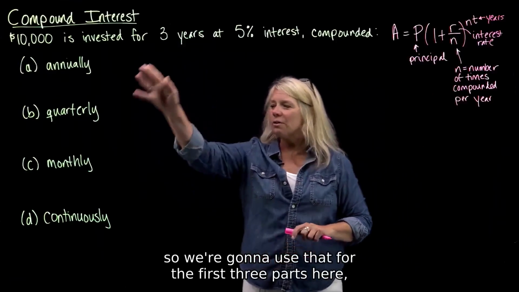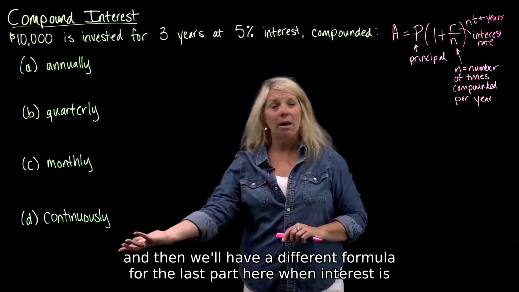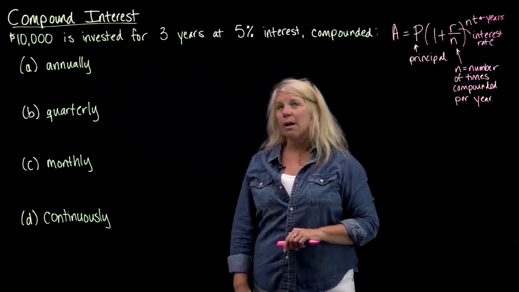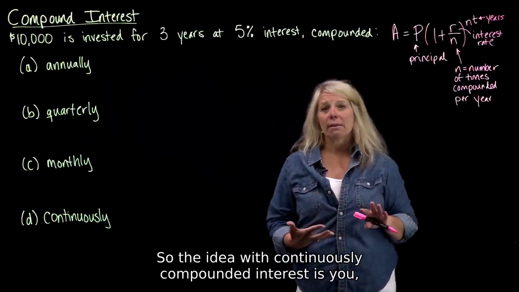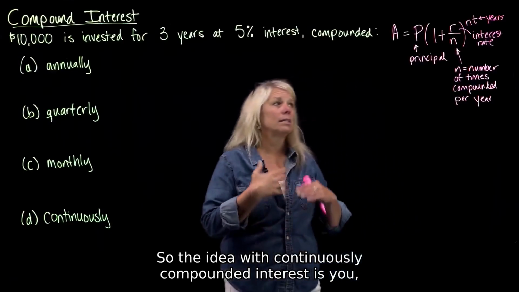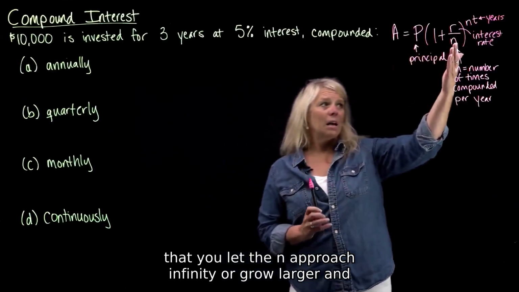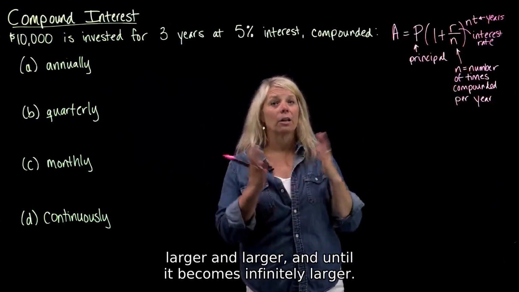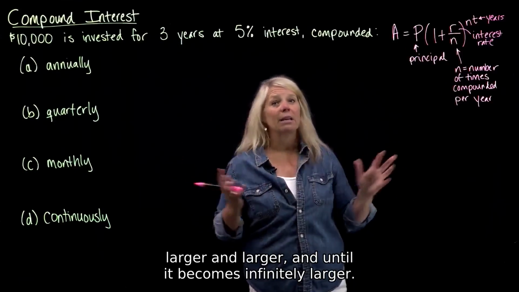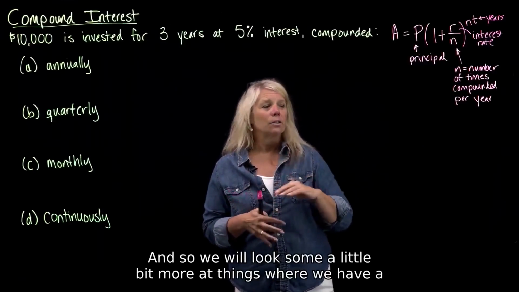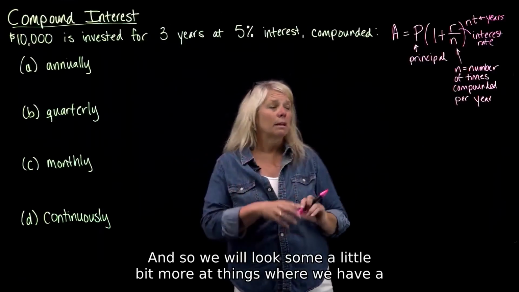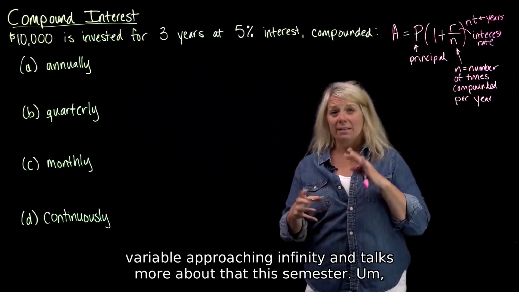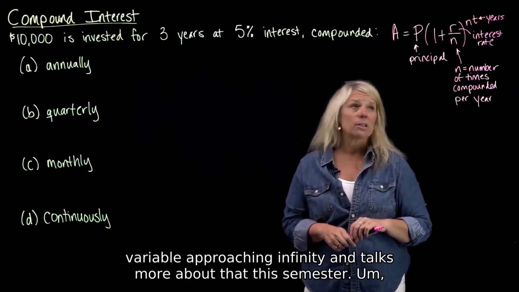All right, so we're going to use that for the first three parts here, and then we'll have a different formula for the last part here when interest is compounded continuously. The idea with continuously compounded interest is that you let the N approach infinity, or grow larger and larger and larger until it becomes infinitely large. And so we will look a little bit more at things where we have a variable approaching infinity and talk some more about that this semester.